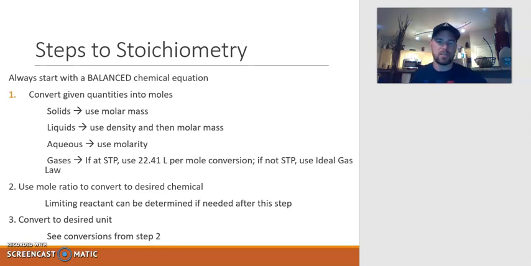But depending on what you're looking at, if you're looking at a solid, we're going to use molar mass. If you're looking at liquids, particularly if it gives you volume of a liquid, you would want to convert that volume into grams using density, and then you could go from grams to moles using molar mass. If it gives you an aqueous solution, which is very common, you're going to use molarity.